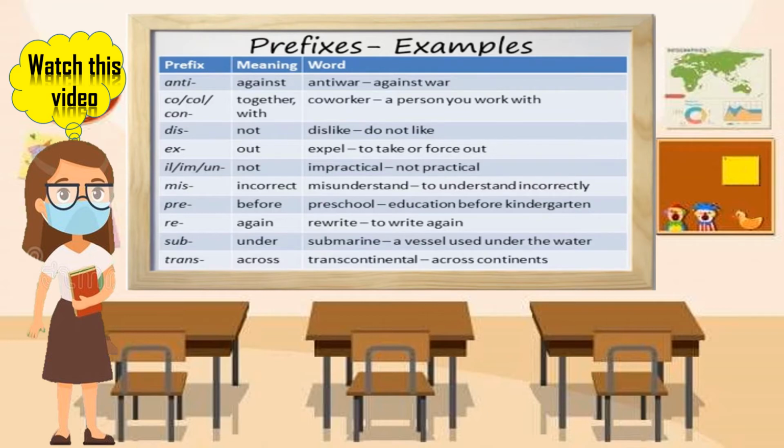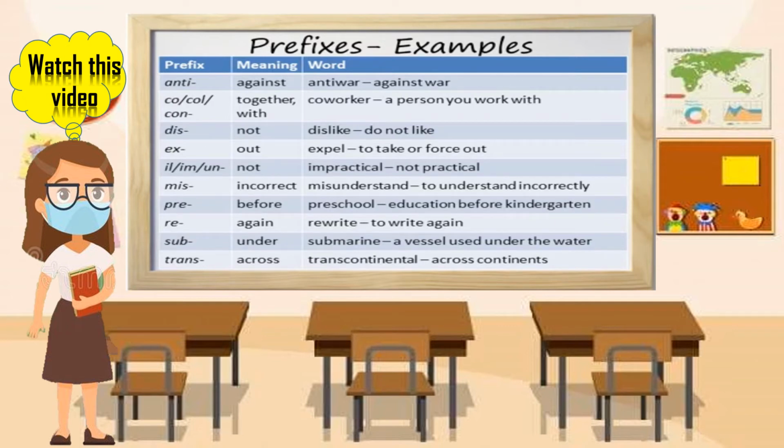The prefixes il, im, and un all mean not. So the word, for example, impractical means not practical. The prefix mis means incorrect. So the word misunderstand means to understand incorrectly. The prefix pre means before. So, for example, preschool means education before kindergarten, which is when school begins in the United States.